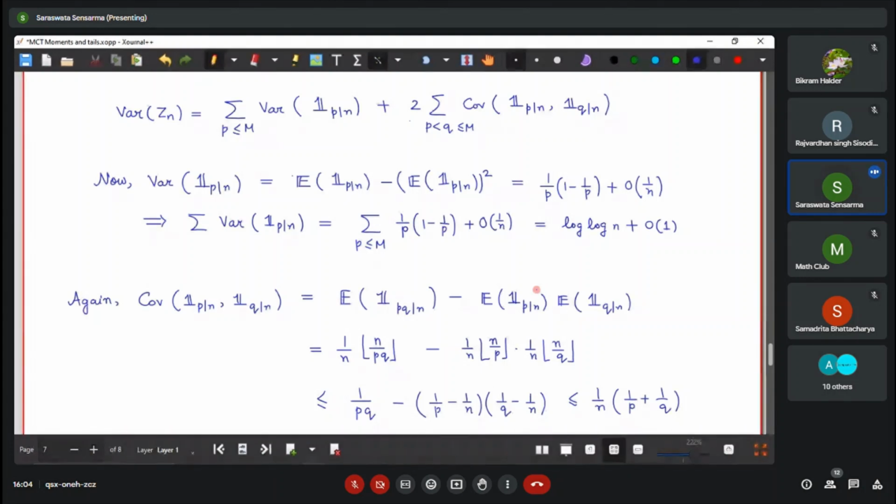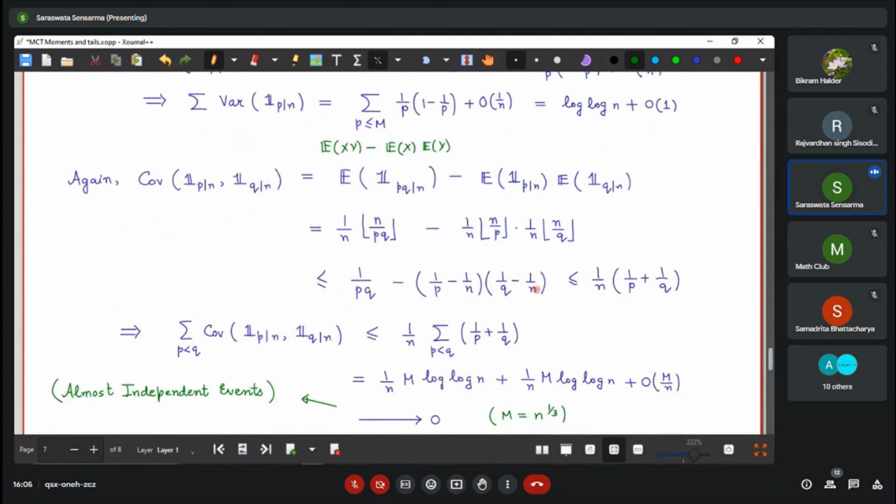So if we compute the covariance of the indicator whether p divides n and the indicator that q divides n, these two random variables, the covariance of X and Y is the expectation of XY minus the expectation of X times the expectation of Y. But the expectation of XY, if you take a product of two indicators, you get the intersection. So this is just the indicator that pq divides n, minus these two indicators. The expectation of an indicator is just a probability, and you replace them as we did before. You get this bound. So this covariance cannot be too large.